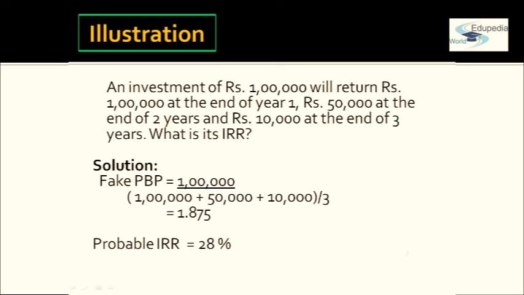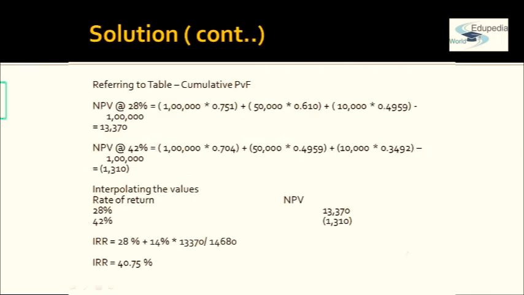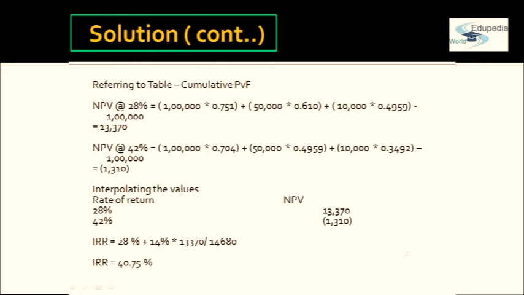Using this and going to the cumulative PVAF table, in the third year, you will find that when the rate is 28%, the value is nearby 1.875. So you will take NPV at 25%, but the value is positive here, which is 13,370. So you will take a higher rate to compute till the NPV becomes negative. So when you take the rate as 42% and compute NPV using 42% as a discount rate, you will find a net present value of minus 1,310 rupees.